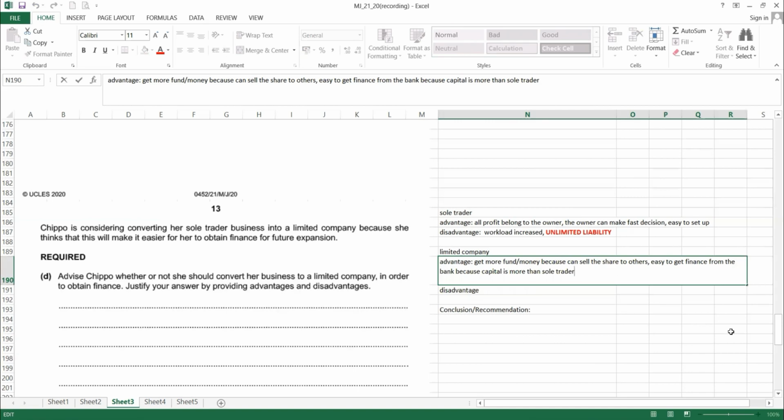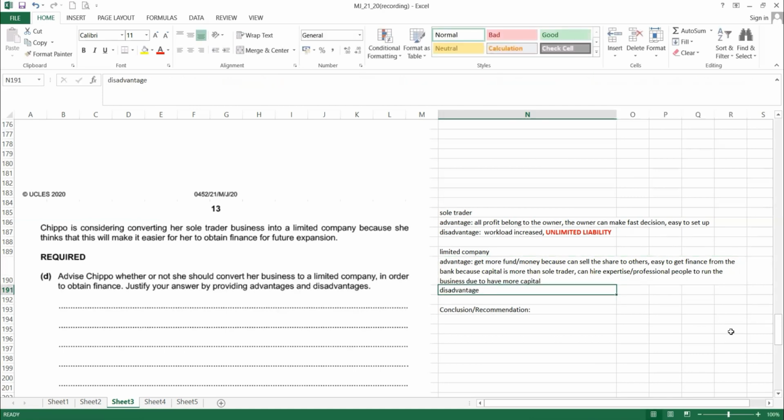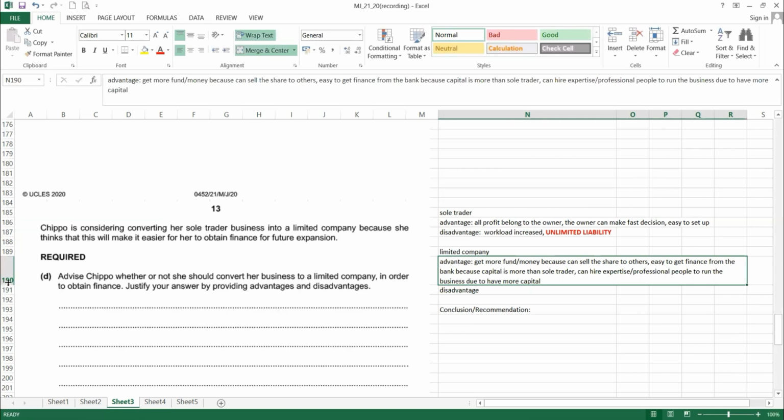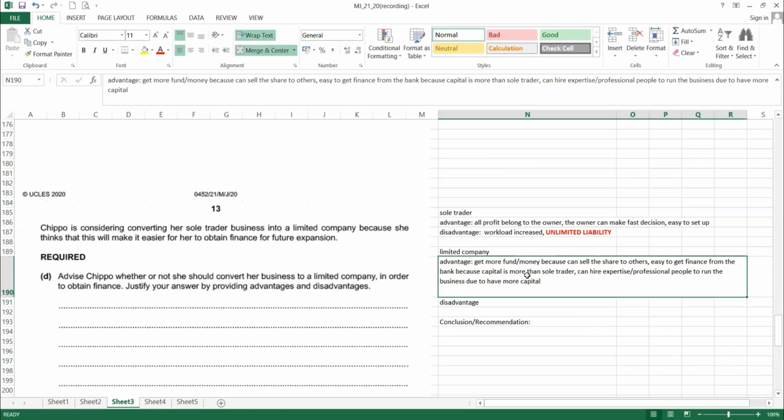I think a limited company can hire expertise or hire professional people to run the business because you have more capital. Okay, this is very subjective. A sole trader can also do that, but logically a limited company has more money.